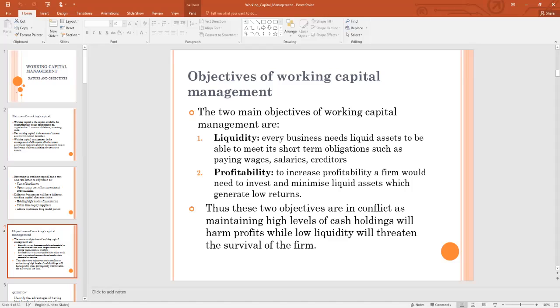Thus, these objectives are in conflict, as maintaining high levels of cash, that is holding cash, will harm the profit. You make very minimal profit if you have excessive liquidity. With low liquidity, you are trying to pursue more profit. It may imply investing more in non-current assets, which means you have low liquidity. So the objectives are in contradiction. Neither of those objectives is better than the other. Don't forget, they are the two principal working capital objectives which must be pursued at the same time.